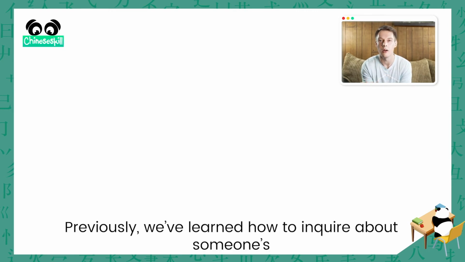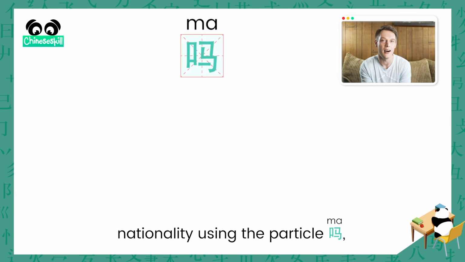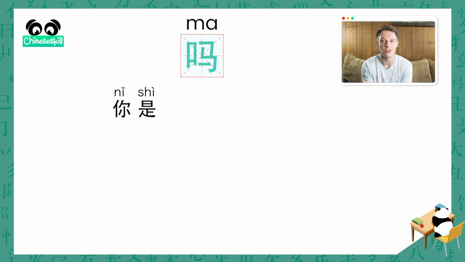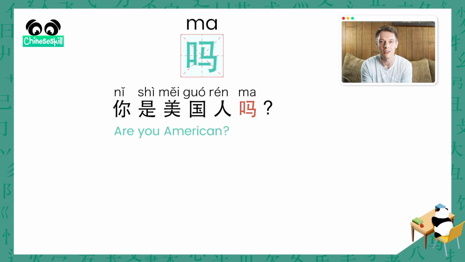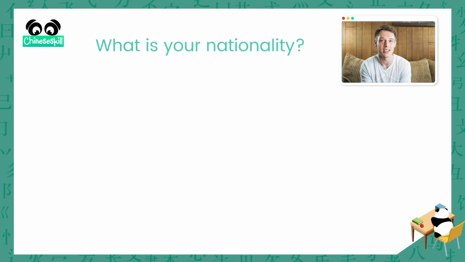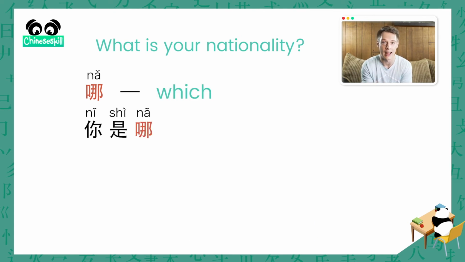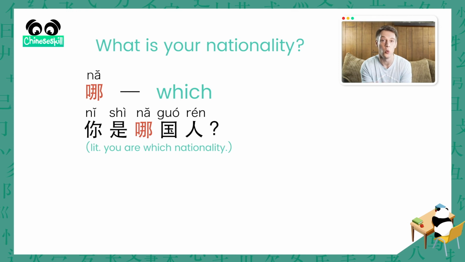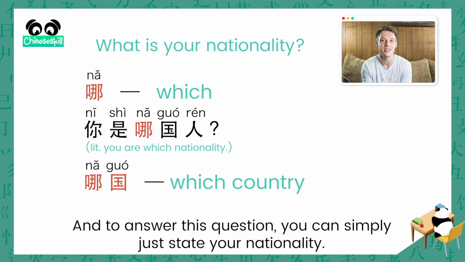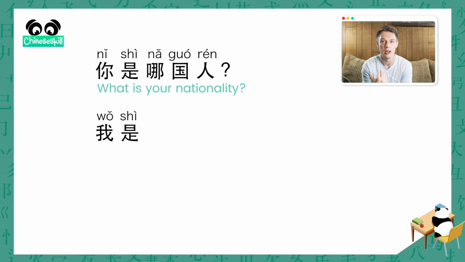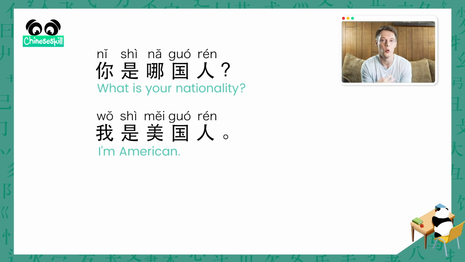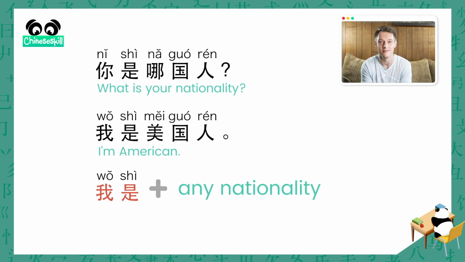Previously, we've learned how to inquire about someone's nationality using the particle ma with regards to a certain country, like in 你是美国人吗? Are you American? Now we're going to learn how to ask, what is your nationality? To ask this in Chinese, we can use the question word 哪. It means which. So for example, 你是哪国人? Literally, you are which nationality? Here, 哪国 means which country. And to answer this question, you can simply just state your nationality. 我是美国人. I'm American. Or 我是 plus any nationality.